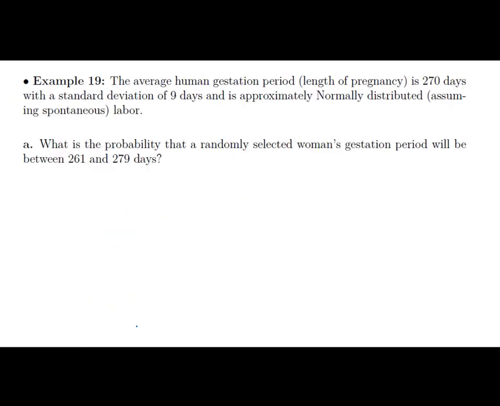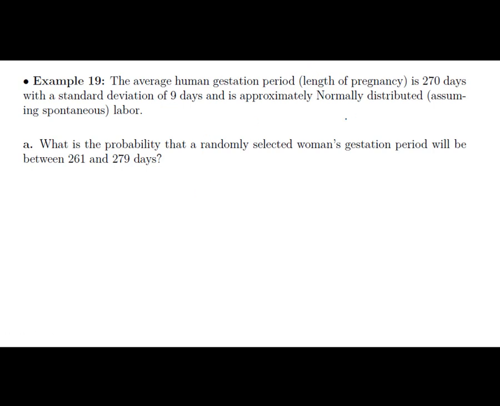All right, but the main thing I want to do is show you an example where we actually apply this to some sort of a real-world situation. Okay, so we're looking at the average human gestation period, so the length of a pregnancy, we're told is 270 days with a standard deviation of 9 days and is approximately normally distributed if we assume spontaneous labor, so kind of a healthy pregnancy that progresses on its own.